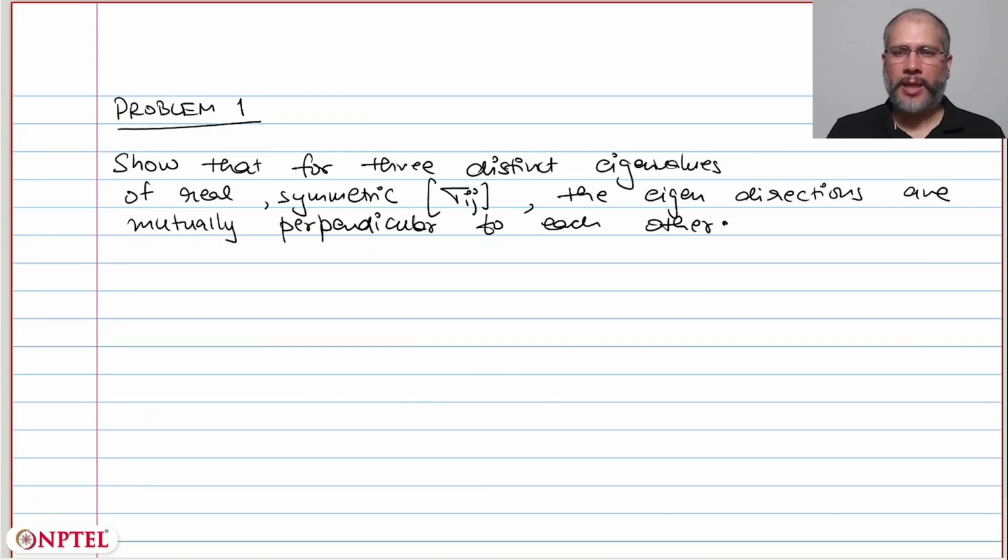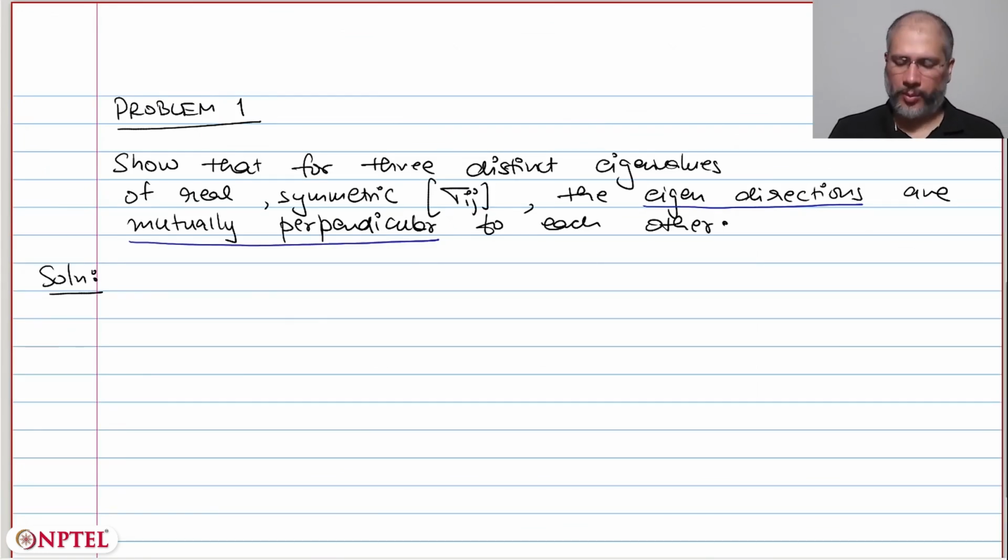So the first problem, as you can see from the tutorial sheet available on the portal, is that we have to show that for 3 distinct eigenvalues of a real symmetric sigma ij, the eigendirections are mutually perpendicular to each other. So let's underline this, that the eigendirections are mutually perpendicular to each other. Now we had stated this as a part of the lecture, and I had mentioned that we'll be discussing this as a problem in the tutorial. So here it is.